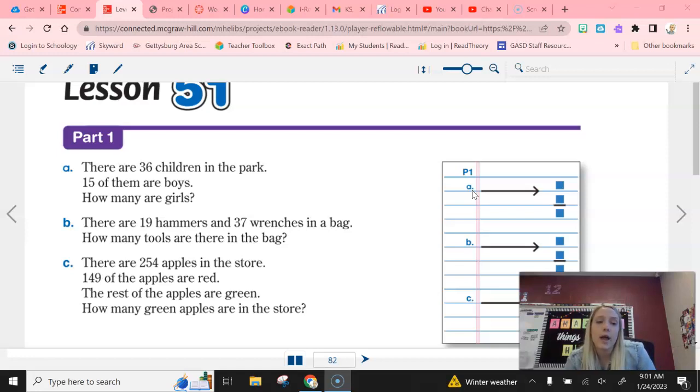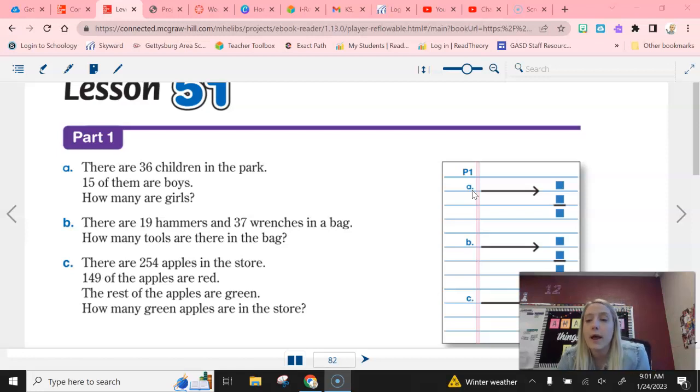149 of those apples are red, and the rest of the apples are green. Okay, so we have red apples, we have green apples. Did it give us the total? You should have gotten that there are 254 apples total in the store. So think about where you're putting that in your math problem.